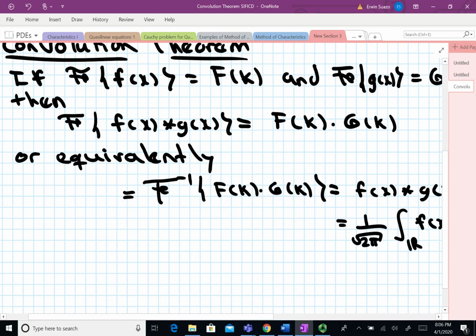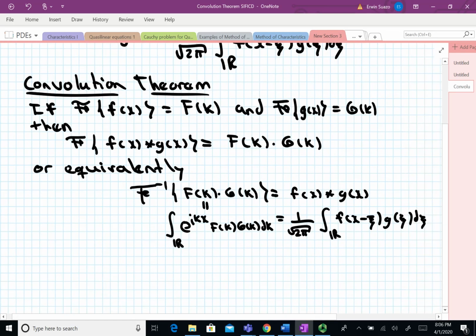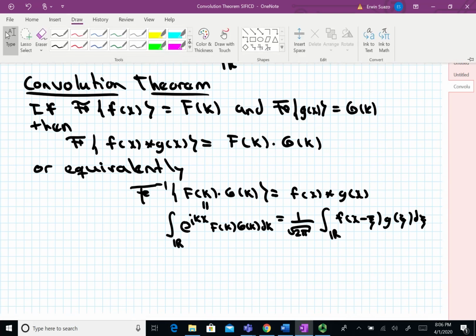And on the other side, the Fourier inverse is the integral over the real numbers of e to the i k x, f of k times g of k dk. Okay, so that's basically what we have.